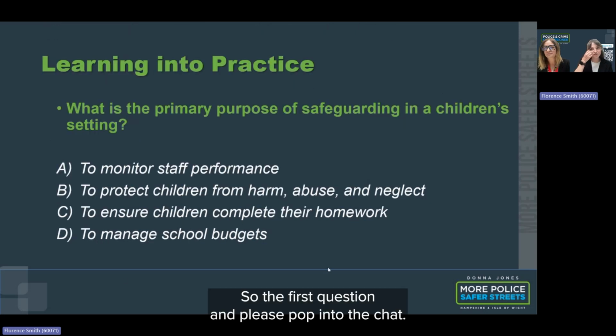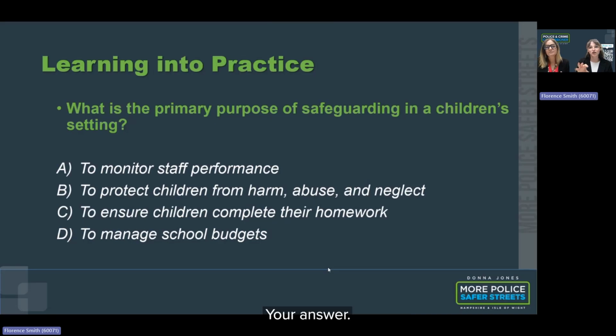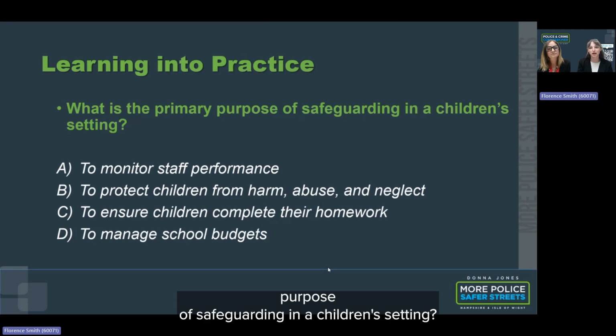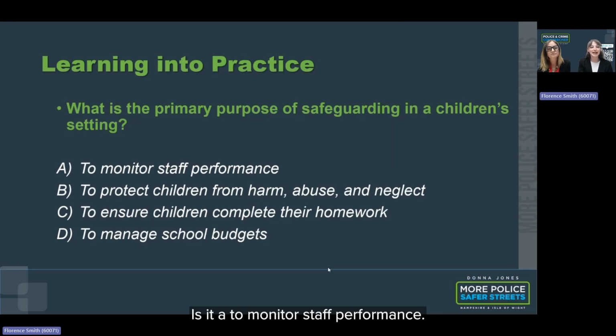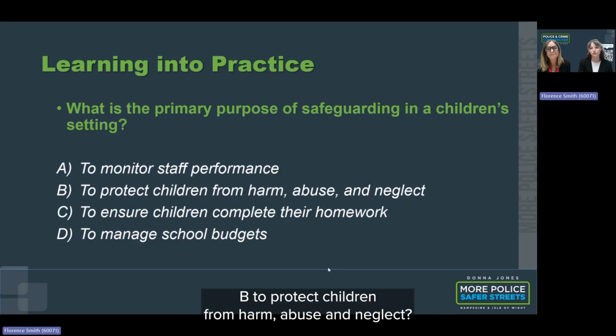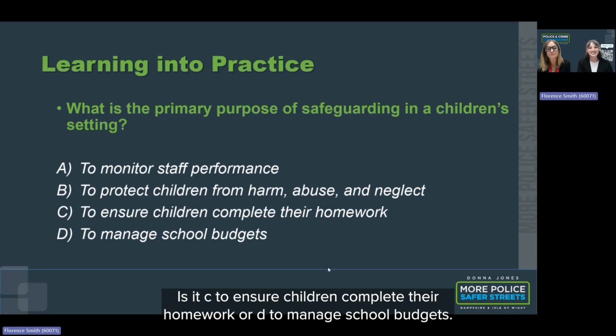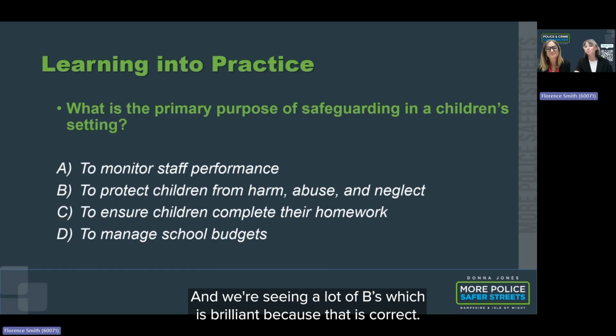So the first question, and please pop your answer into the chat: what is the primary purpose of safeguarding in a children's setting? Is it A, to monitor staff performance; B, to protect children from harm, abuse and neglect; C, to ensure children complete their homework; or D, to manage school budgets? We're seeing a lot of Bs, which is brilliant, because that is correct.